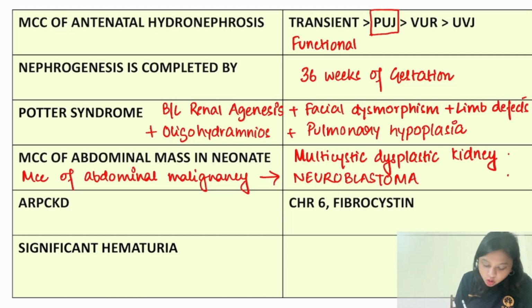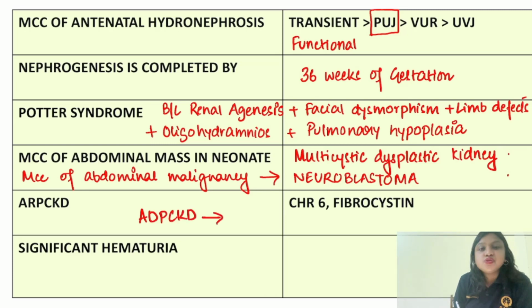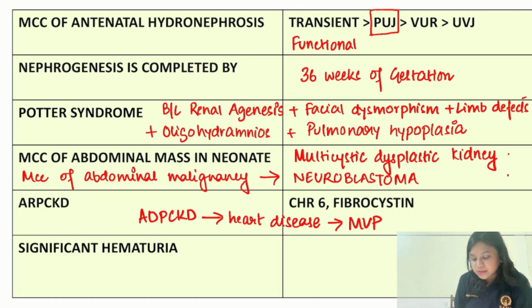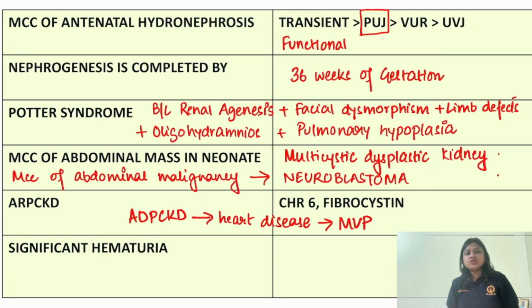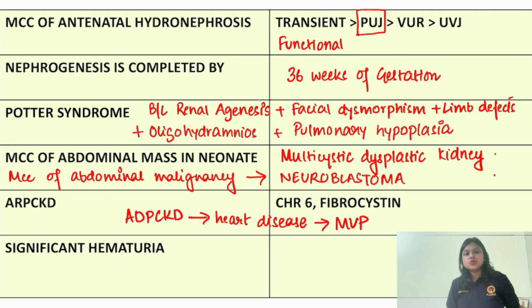So remember this, in autosomal dominant polycystic kidney disease, what is the heart disease that you are going to get? So the heart disease is going to be mitral valve prolapse. So we are going to get mitral valve prolapse, right? So have you understood this? And also what we are going to get in the brain in autosomal dominant polycystic kidney disease, we are going to get intracranial aneurysms. And since we are going to get intracranial aneurysms, we need to go for MR angiography. Understood?